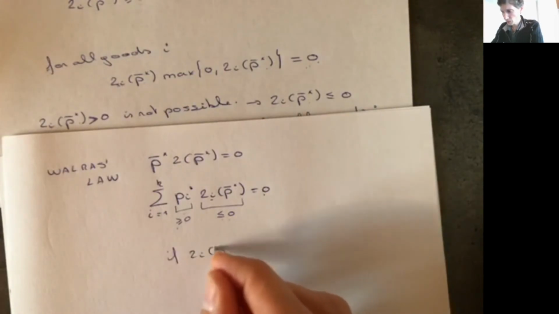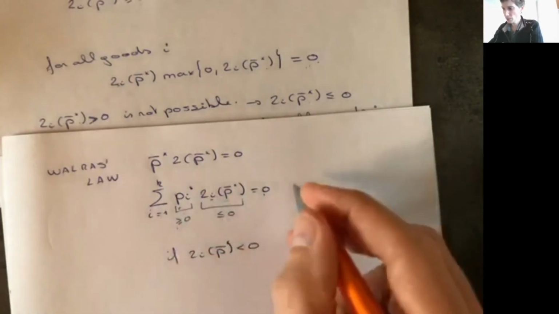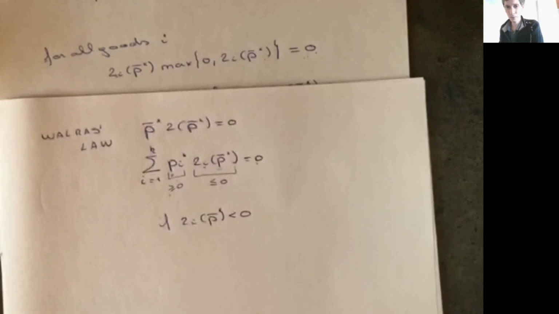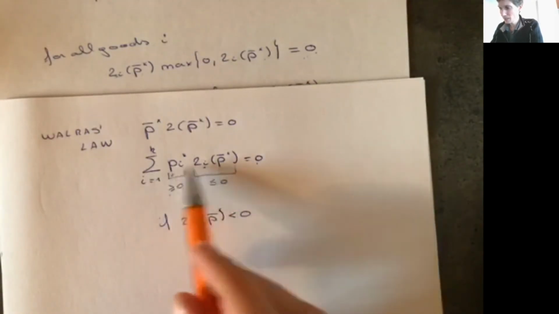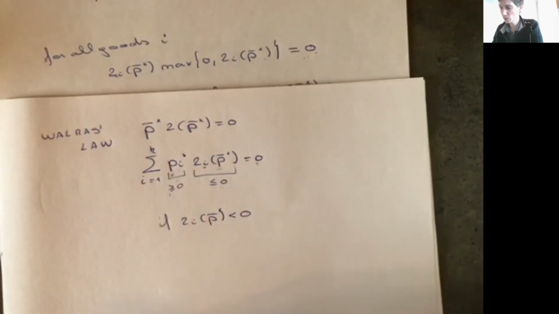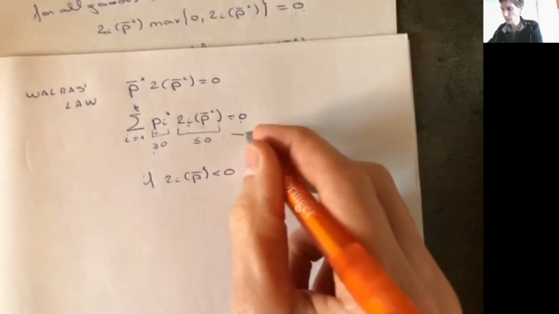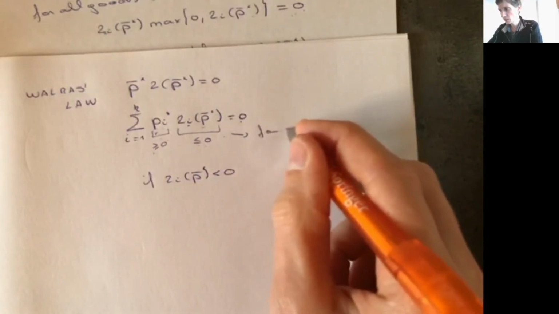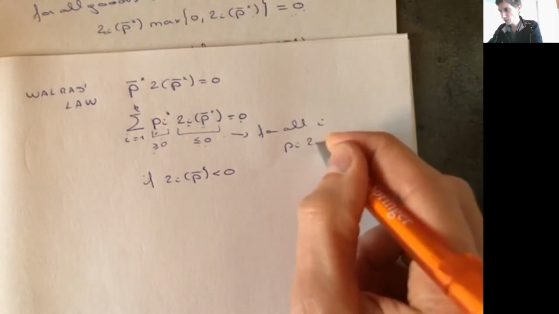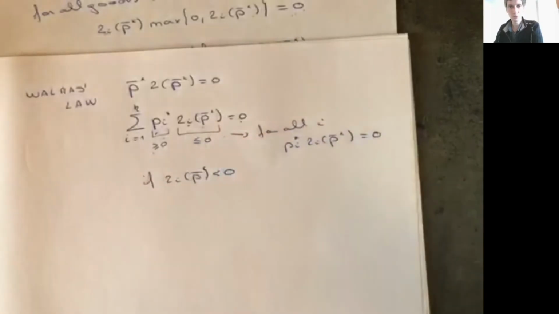Let me take a step back. Here, this is greater or equal to 0, this is less or equal to 0, so the product has to be less or equal to 0. But the sum has to be equal to 0. Similar to what we have seen before, the sum of non-negative terms that add up to 0, here we have a sum of non-positive terms that add up to 0. So for all goods i, you have that P_i times Z_i is equal to 0. Every term has to be equal to 0.